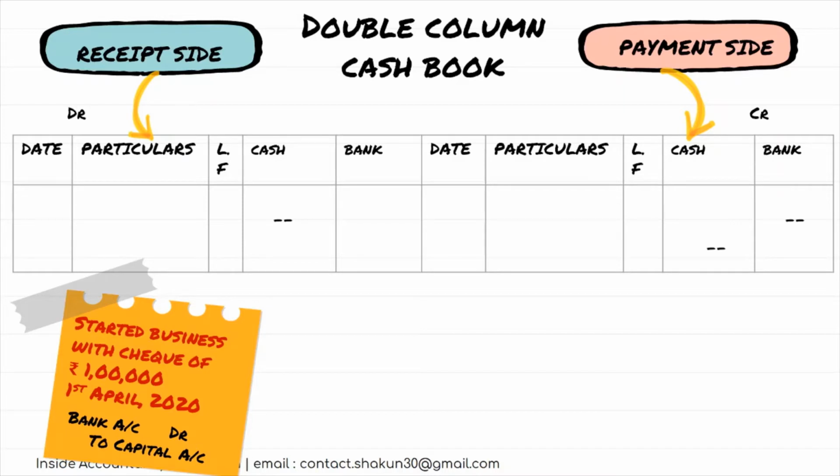Now since we are making a double column cash book, if in a transaction, cash or bank, either of the two, is affected, then that entry will be posted in the cash book. So in this particular transaction, bank account is being debited. Therefore, we have written on the debit side "to capital", but the amount, if you notice, we have mentioned in the bank column. Why in the bank column? Because the business has been started with check. Therefore, the amount has been written in the bank column.